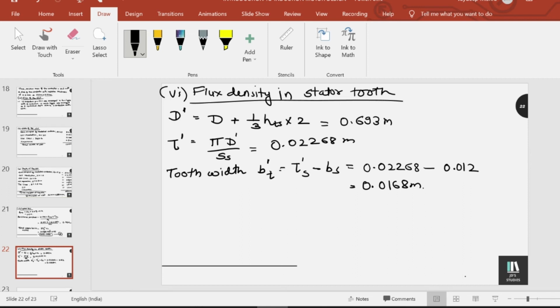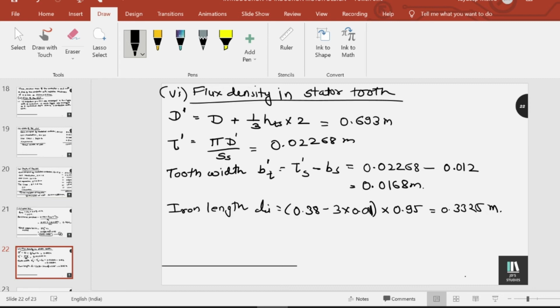Okay, we will assume three ventilation ducts with 0.01 meter width and an iron space factor of 0.95. So what is the value of the iron length, L_i? L_i is 0.38 minus 3 into 0.01, into 0.95, the space factor. So what is the value of L_i? 0.3325 meter.